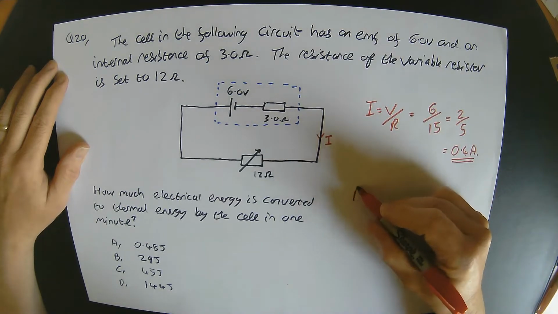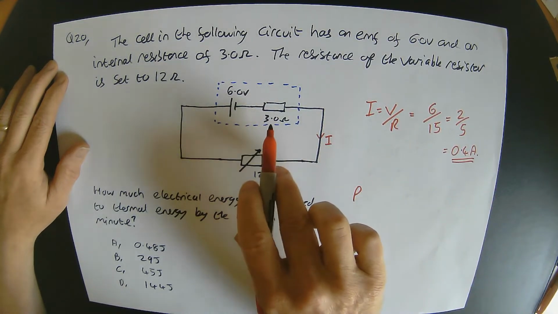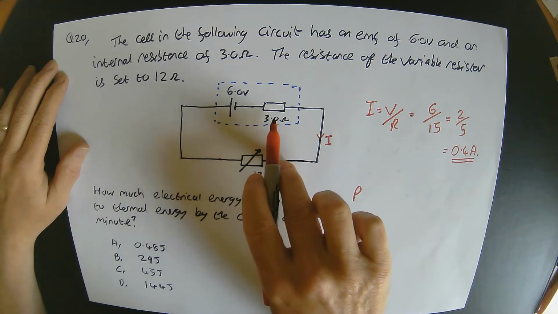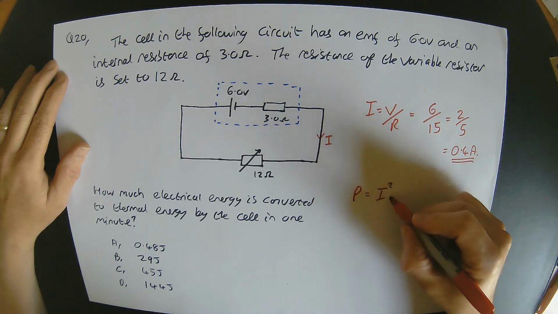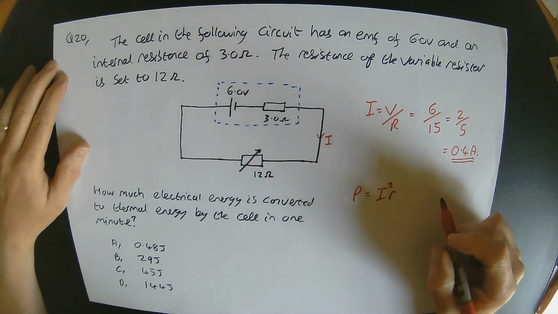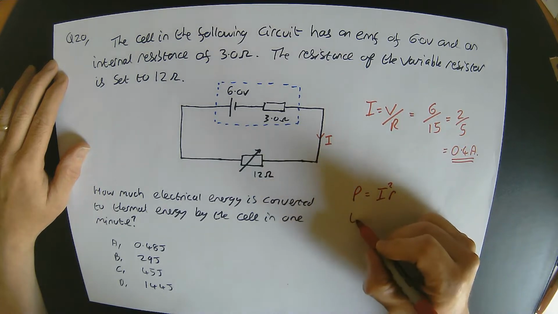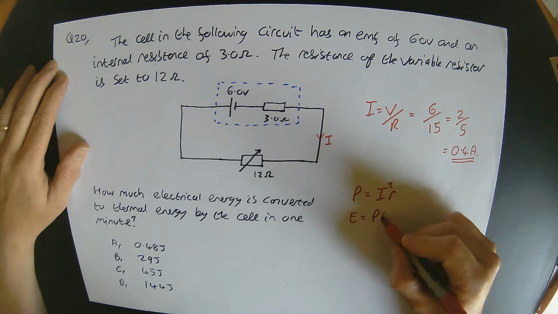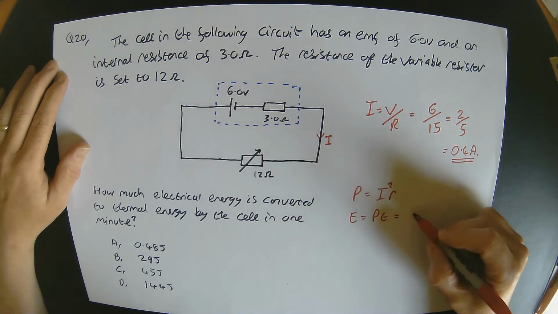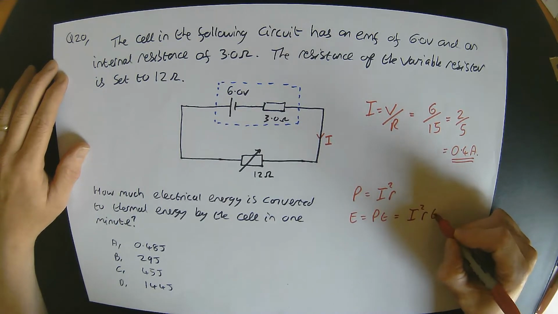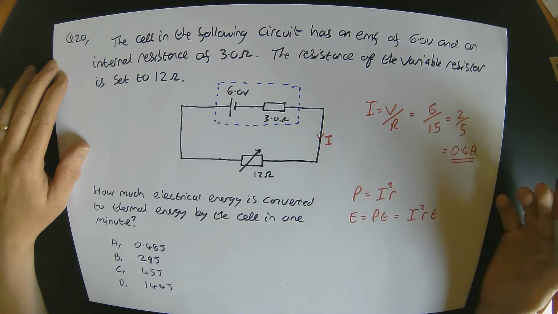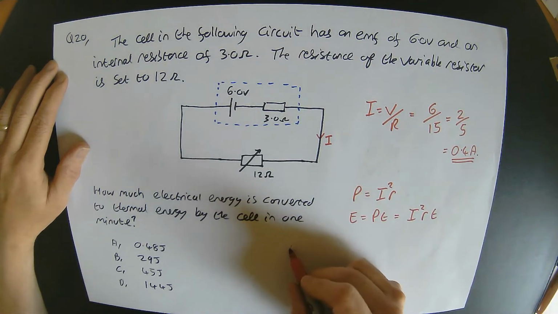Now we know that power, that's the power with which energy is dissipated in the internal resistance of the cell, is equal to I squared times the internal resistance. But we also know that energy is power times time, and so energy is also I squared times the internal resistance times the time. So now we have a single formula to work out the answer.